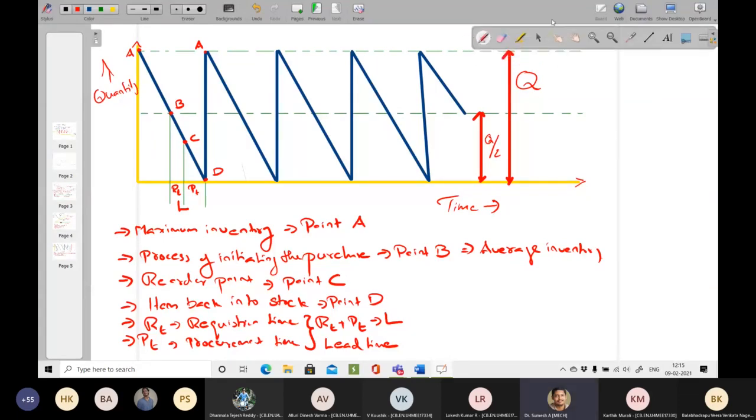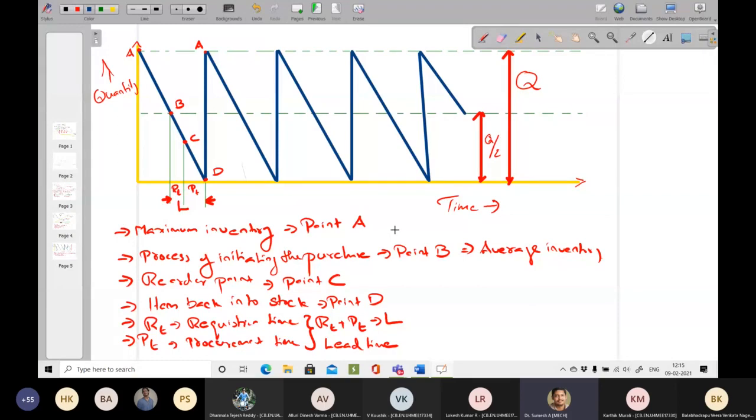So RTPT is also marked. So lead time is also marked. So these are the information that you can calculate, that you have to know from the diagram. Now I'll straight away move into the equations. I don't want to explain how we are arriving at all of these things, so we'll move into the equation.